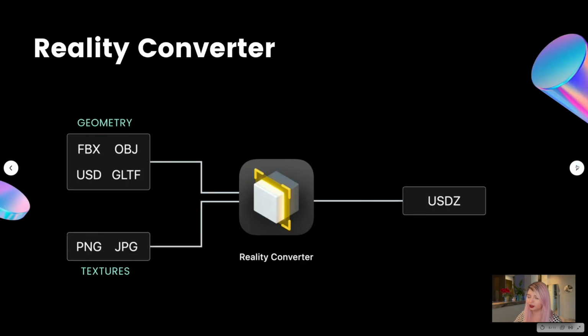Just to give you a very high-level understanding of how this works, you would have your 3D content that comes with a geometry, for example FBX or OBJ, and then you also have some textures, and you import those into Reality Converter. It does its magic and exports it to USDZ. So you can then use this one in, for example, Reality Composer, which we will do in a bit.